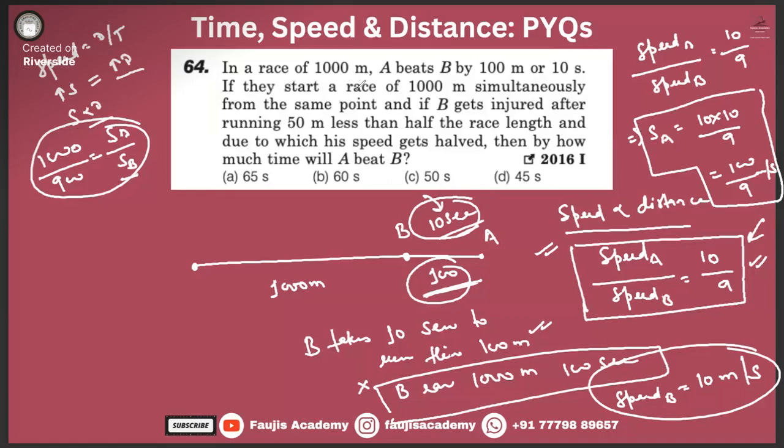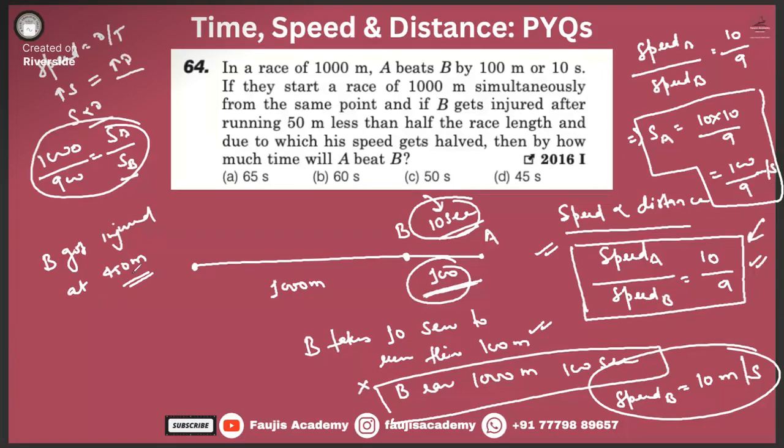Okay. If they start a race of 1000 meters simultaneously from the same point, and B gets injured after running 50 meters less than half the race length, which means 450 meters, B got injured at 450 meters, and due to which his speed gets halved. Then by how much time will A beat B?